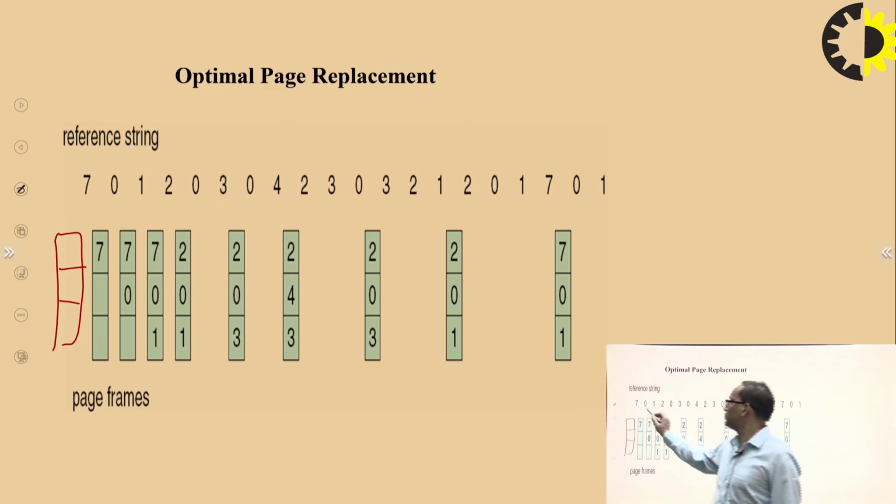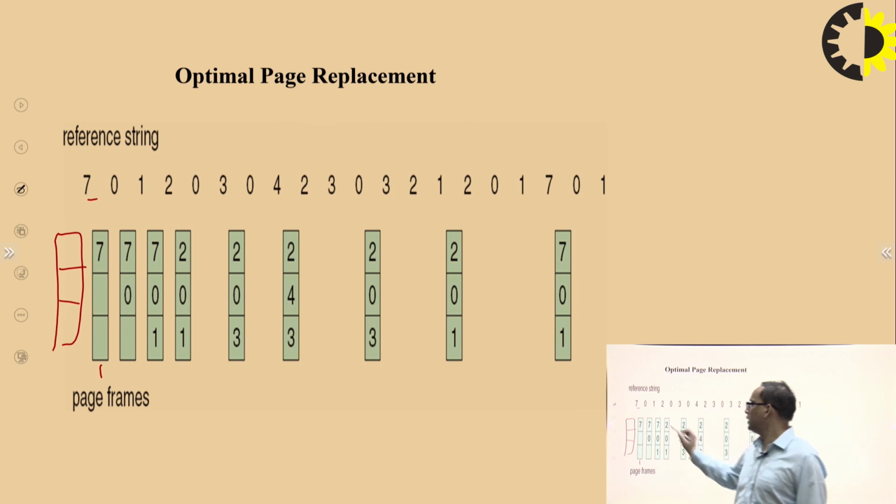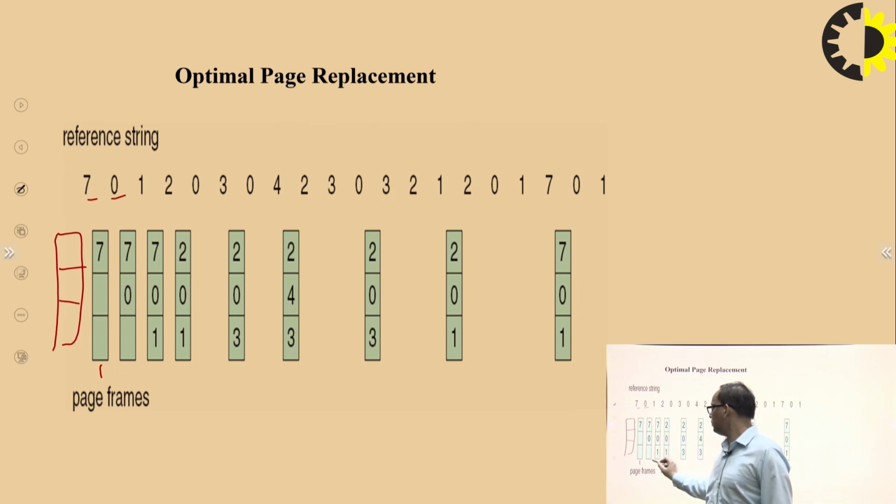The first page referred by the CPU is 7. 7 is not present, so free frames are available. So page fault is 1 and we will load 7. Next, 0 is not available in main memory. Page faults increase to 2 and a frame is available, so 0 is loaded. Next, 1: a frame is available, page fault will be 3 and it is loaded.